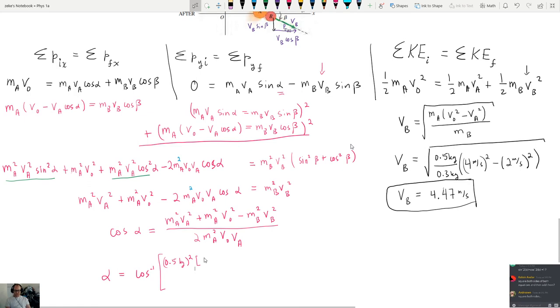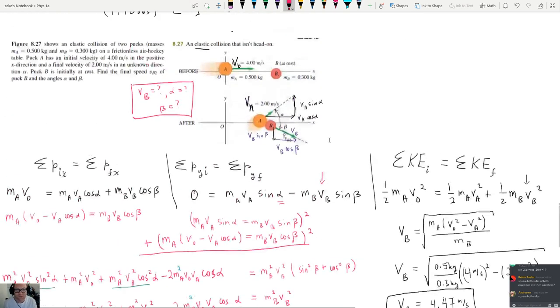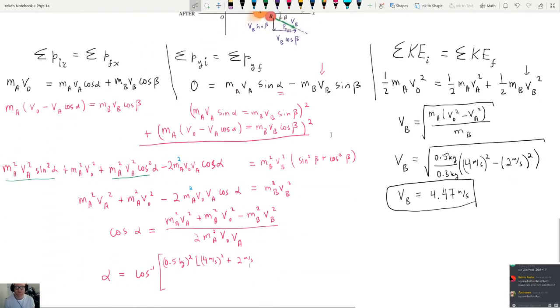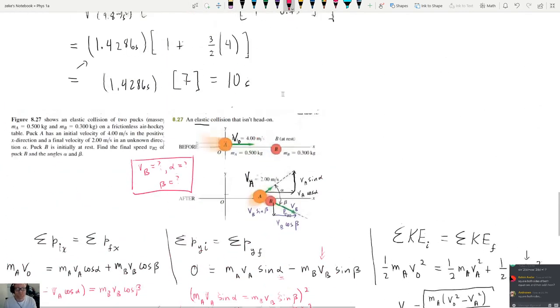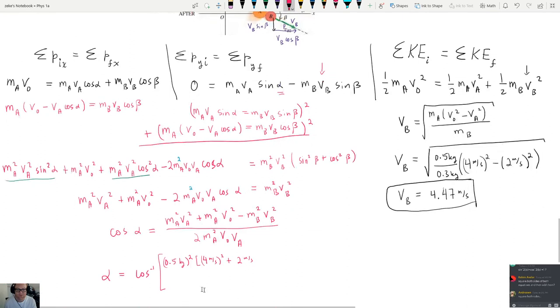So this is 4 squared. Plus, the initial is 2. Nope. I guess it doesn't matter which, does it? But which is the velocity after? Yeah, it's 2. Okay. VA is 2. Let me do it correctly so it's not confusing what I'm doing here. As if it's not already confusing.